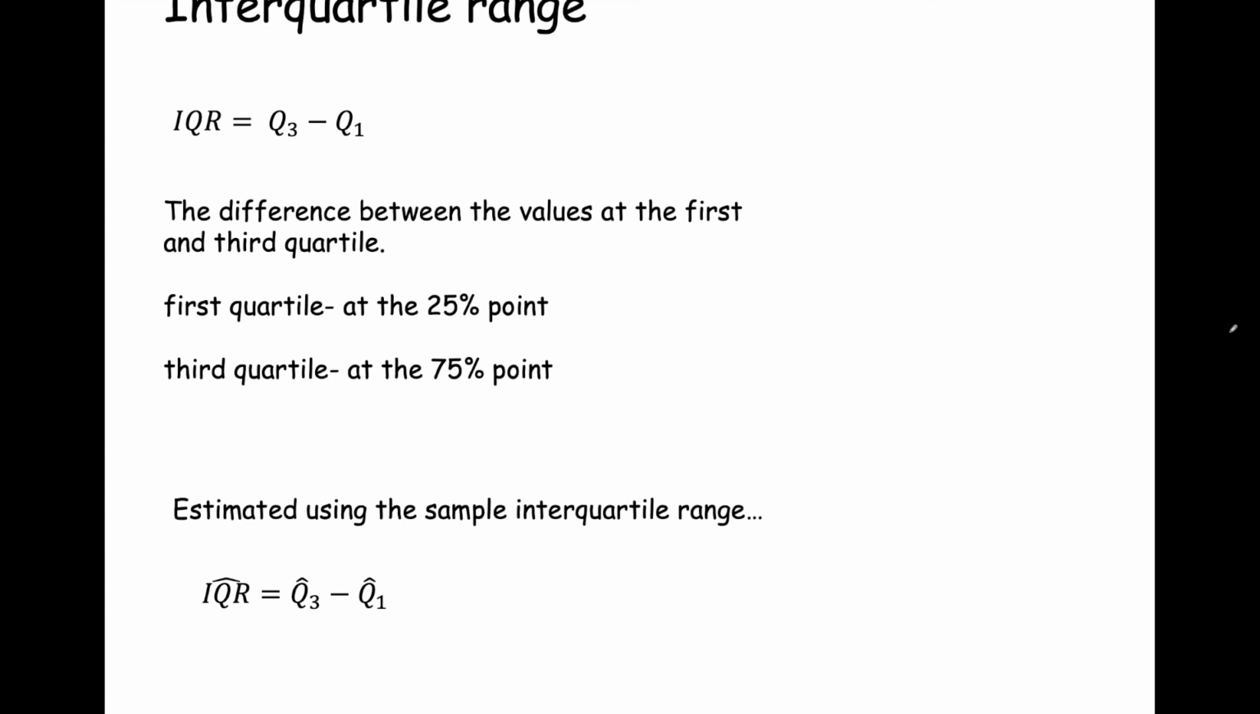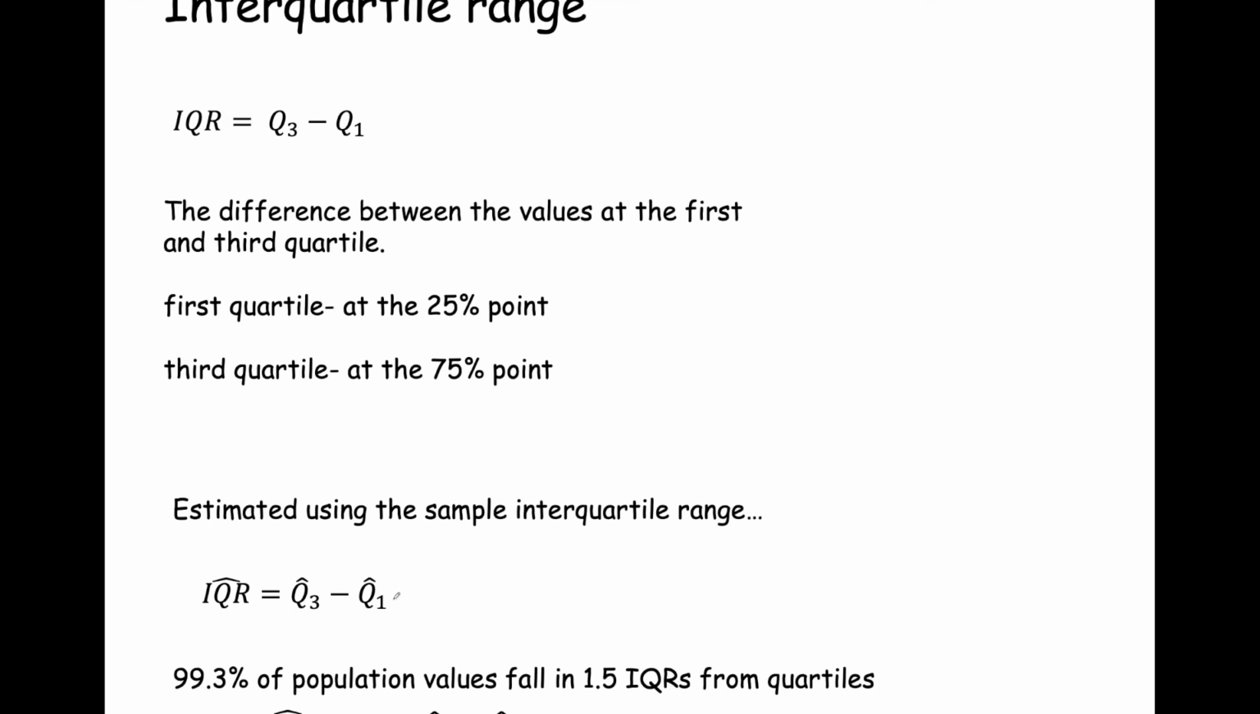So when we talk about interquartile range, we refer to populations, but we specifically talk about sample interquartile range when we connote in our notation this hat. It says it's an estimator. So IQR hat is an estimator for IQR. IQR, the population interquartile range, is Q3 minus Q1. IQR hat is Q3 hat minus Q1 hat.